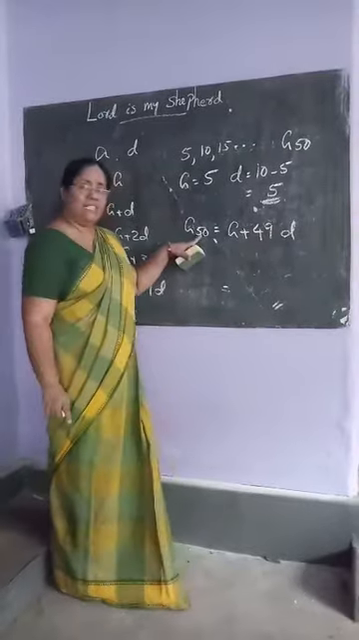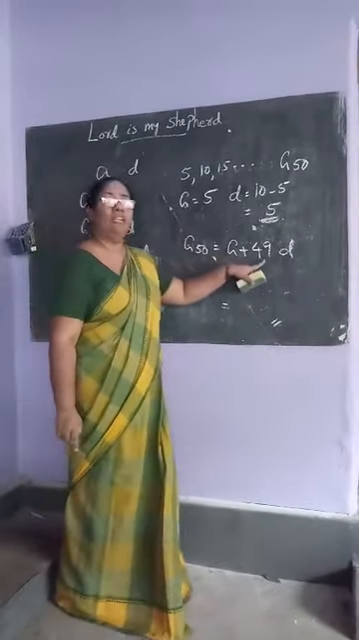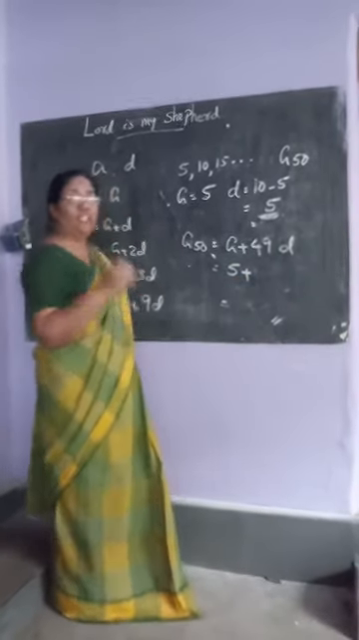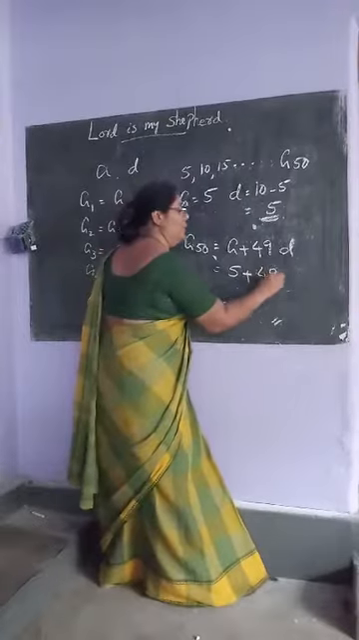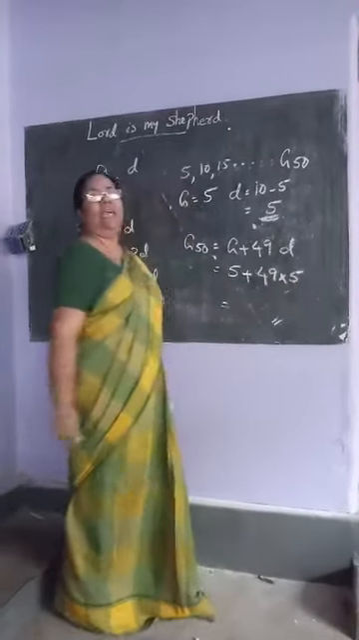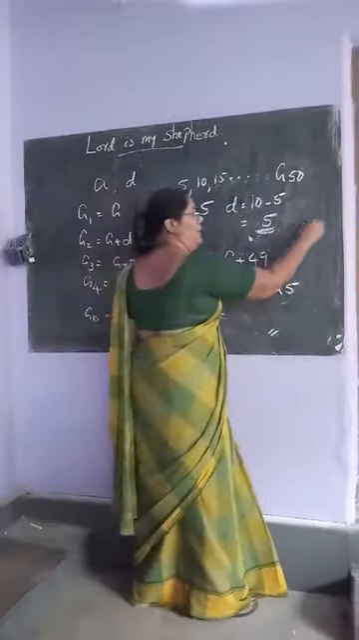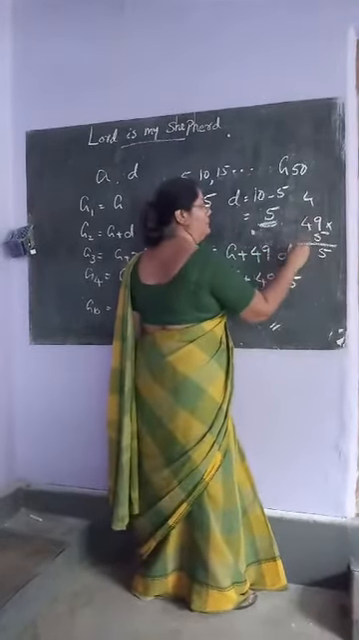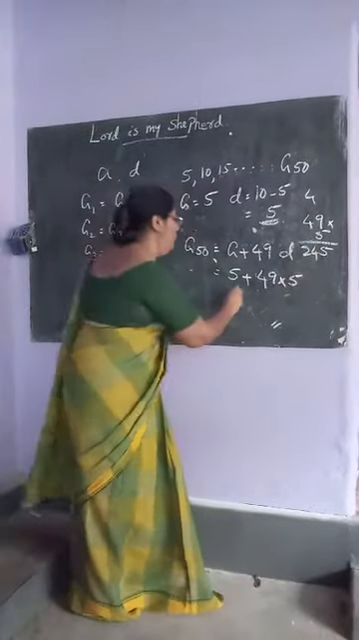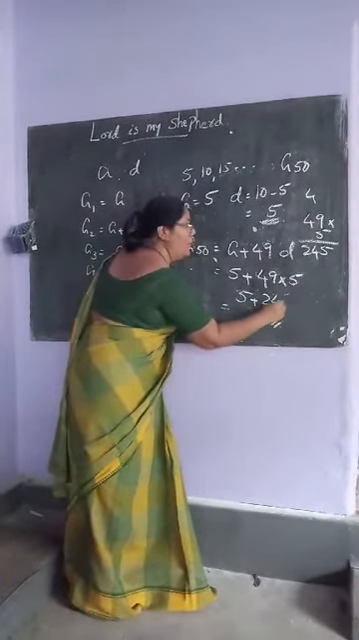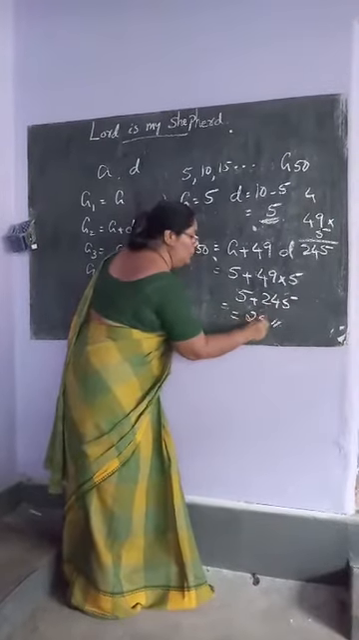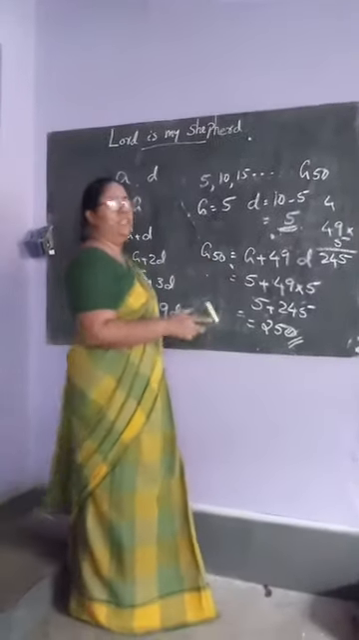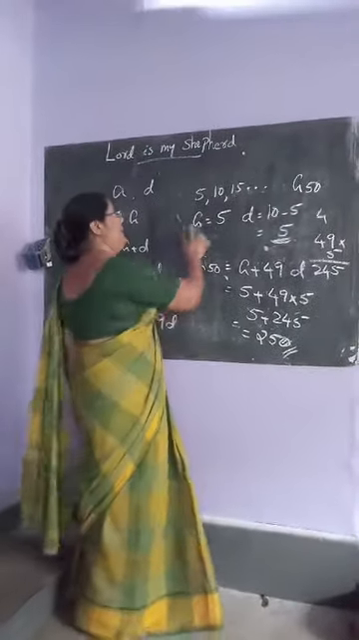That means if it is A50, A plus 49D. Therefore, A means 5 plus 49 into, here also the difference is 5. 49 into 5. What is 49 into 5? 9 fives are 45, so 245. Therefore, 5 plus 245 is equal to 250. This is the way to find A50 or A20 or A80 like that.